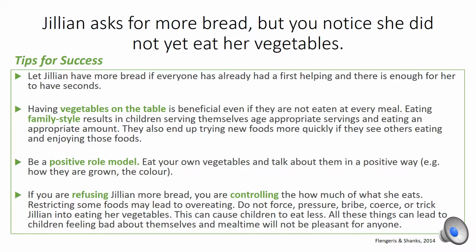Be a positive role model. Eat your own vegetables and talk about them in a positive way. For example, how they are grown or their color. If you are refusing Jillian more bread, you are controlling the how of what she eats. Restricting some foods may lead to overeating.